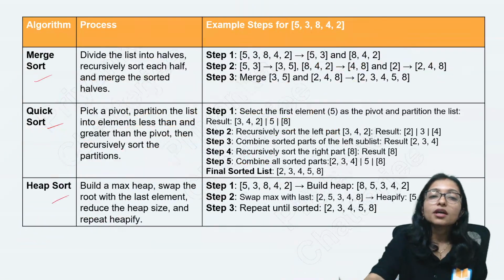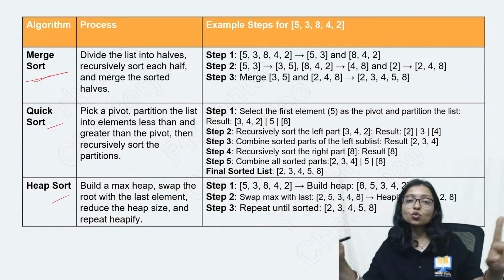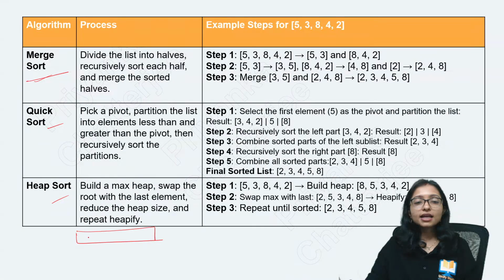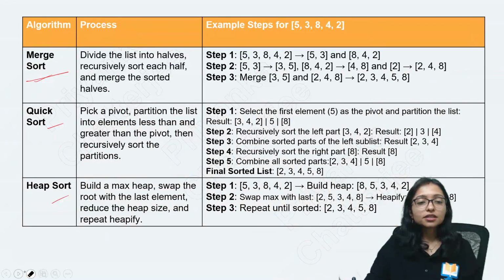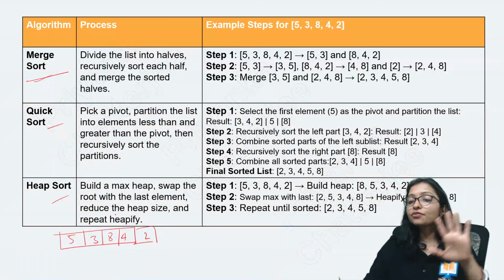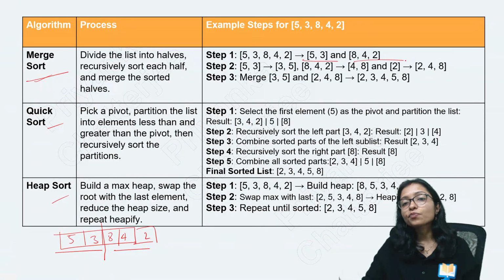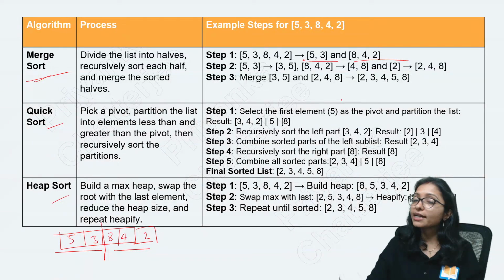Right? Clear? Now after that you can see the merge sort. Merge sort is dividing the array into 2 parts. Initially it was 5, 3, 8, 4 and 2. I will divide the array into 2 parts. As there are 5 elements, one part will be 2 elements, another part is 3 elements. That's why 5 and 3, and 8, 4, 2.